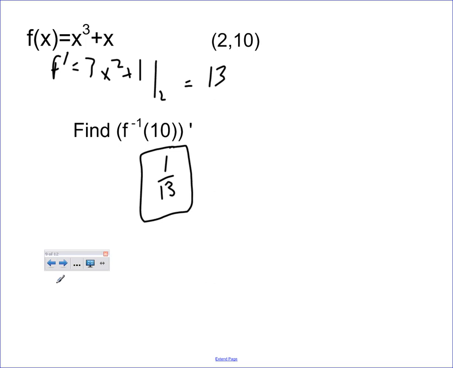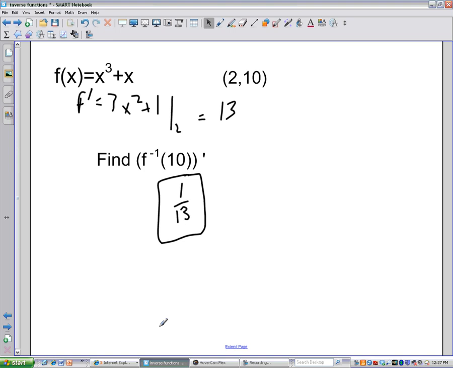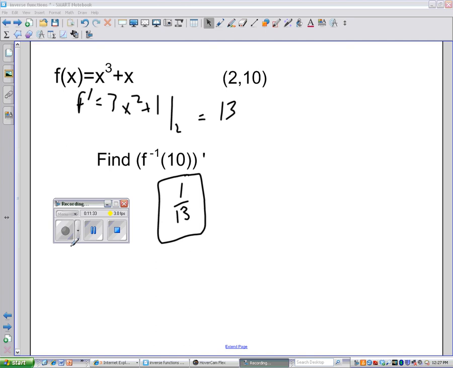So inverse functions. Swap y for x. Work it out. Monotonic, that sort of thing. As we continue to move forward, see if we can make it work this time. All right. A little shorter.